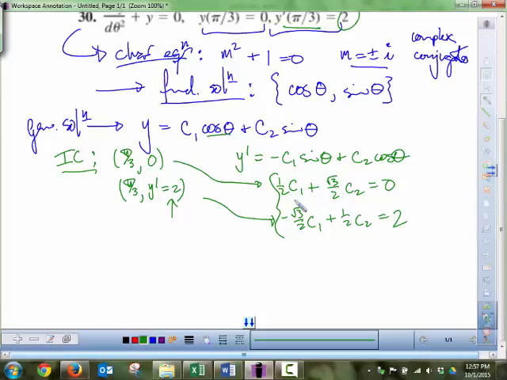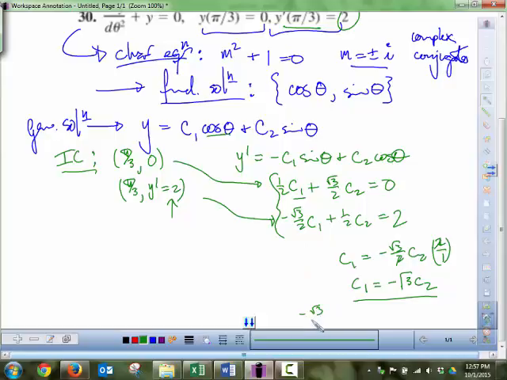I'll do a substitution. I'll solve for C1 for the first one. C1 is equal to negative root 3 over 2 C2 divided by 1/2. So that's multiplied by 2 over 1. The 2's cancel. So C1 is equal to negative root 3 C2. I'll put that into the second equation.